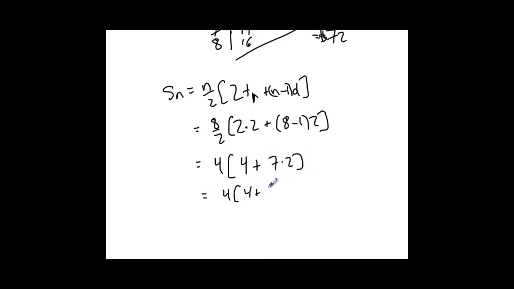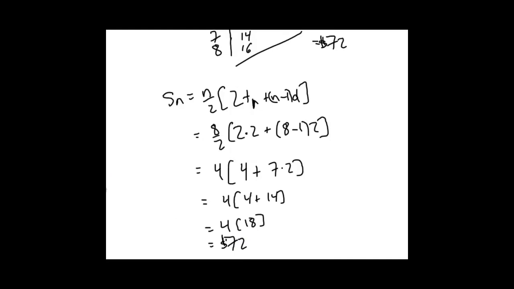So it's 4 times 4 plus 14, which is 4 times 18. And 4 times 18 is the $72 that we got before. So 2 different ways, both valid for solving.